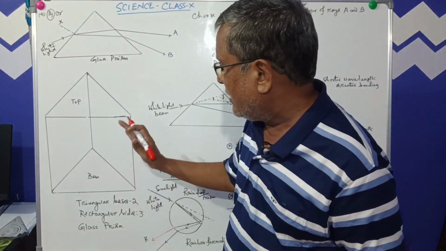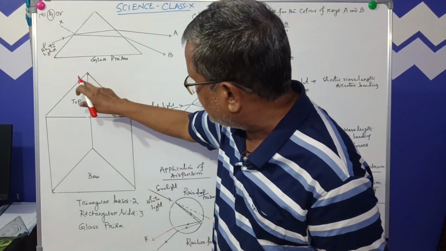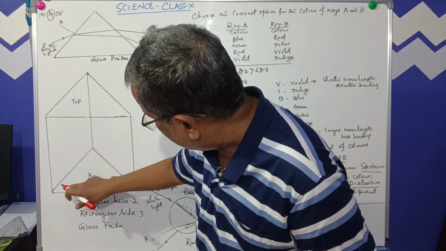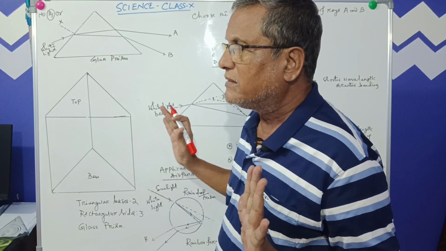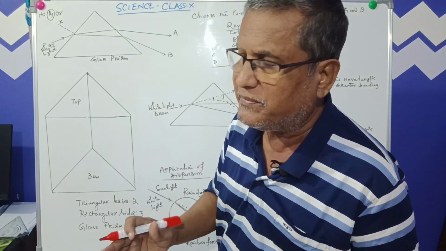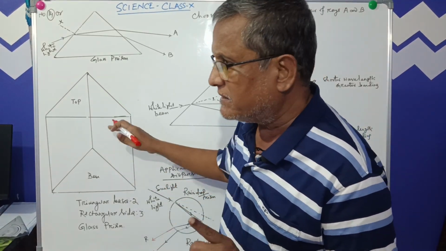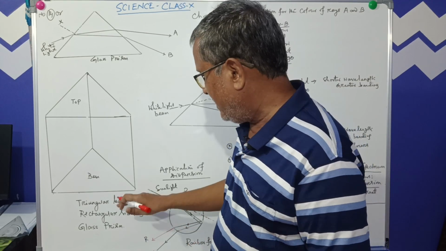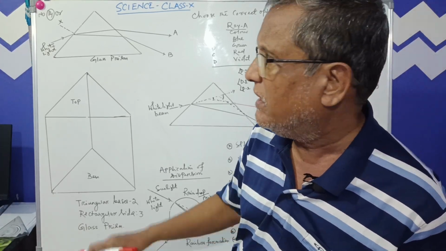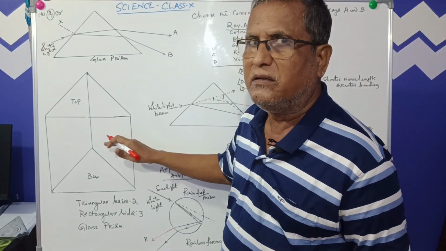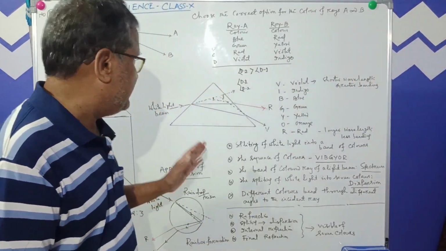Now you see the sides. So three sides. One side is given here. One side is a rectangle. So three rectangular sides. That is called a prism. So it is a glass prism. It has two triangular bases and three rectangular sides. Okay. This question was asked. So for your understanding, we have displayed the structure of a prism.